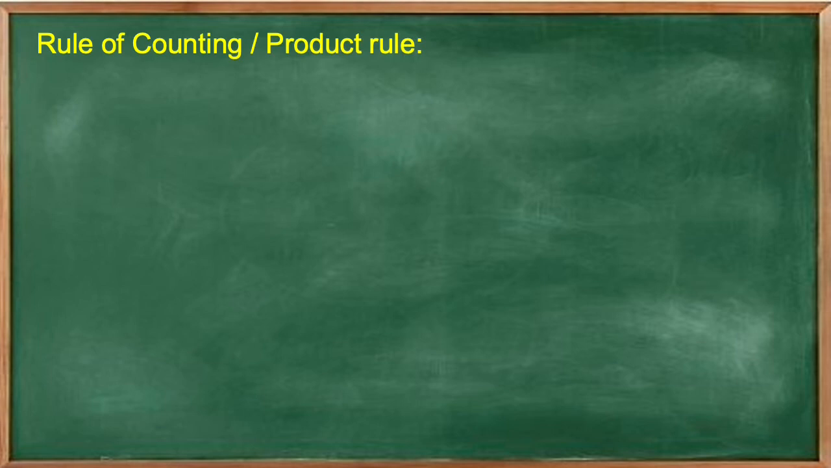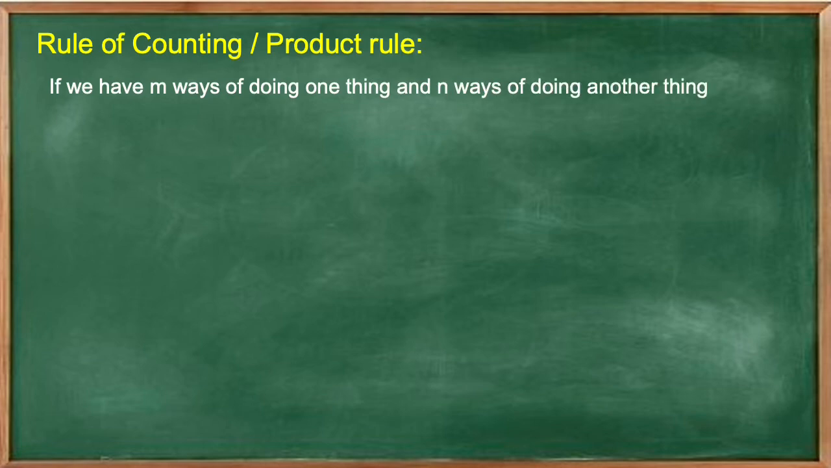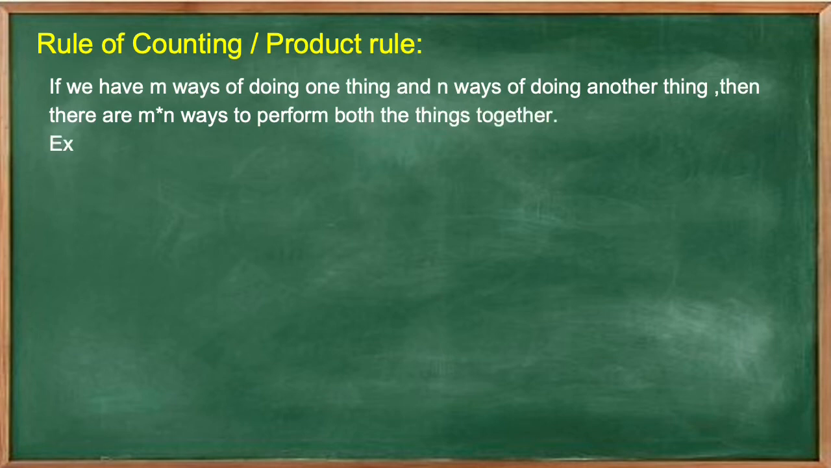There is a very important rule known as the rule of counting or product rule. The rule is, if we have m ways of doing one thing and n ways of doing another thing, then there are m into n ways to perform both the things together. Like if you have 2 ways of doing one thing and 3 ways of doing another thing, then we will have 2 into 3 ways, that is 6 ways, to do both the things together. You must have used it many times in real life.